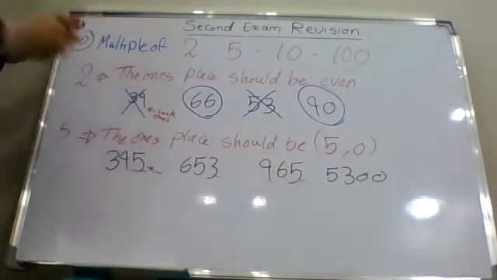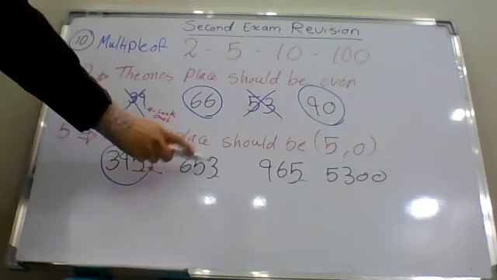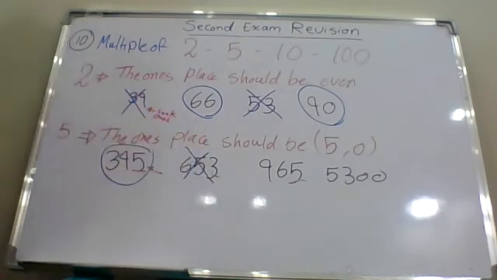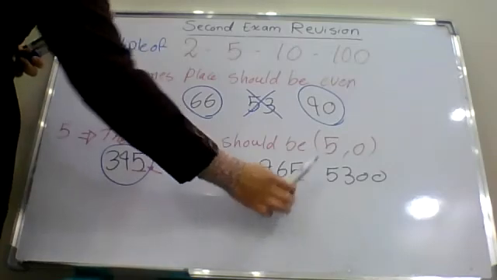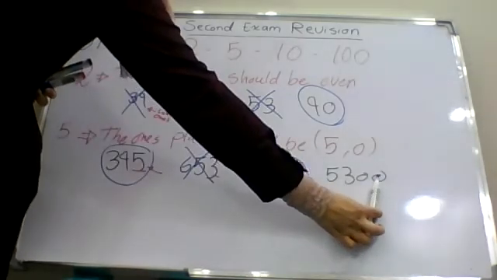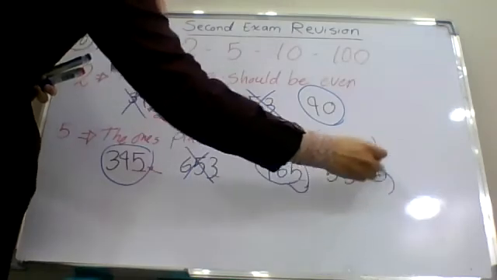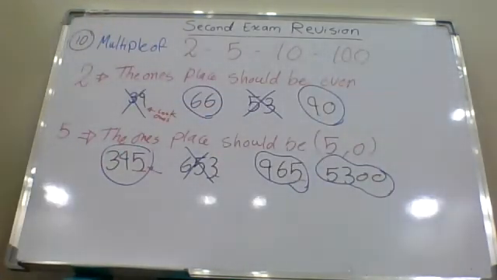Is this number 5 or 0? Yes, so it's a multiple of 5. Circle it. Is this number 5 or 0? No, it's not a multiple of 5. Is the ones place 5 or 0? Yes, so it's a multiple of 5. Is the ones place 5 or 0? Yes, so the whole number is a multiple of 5. Okay? Perfect. I still have the multiple of 10 and the multiple of 100.